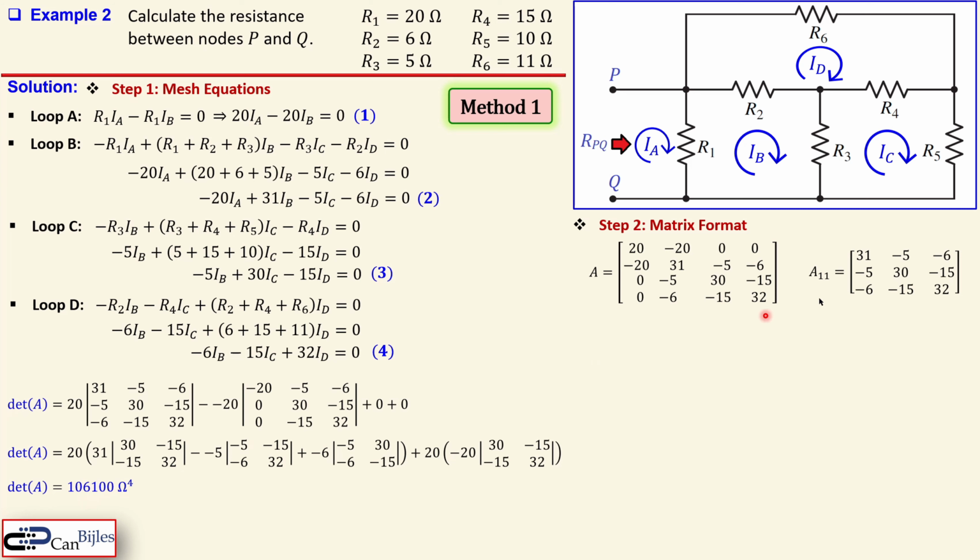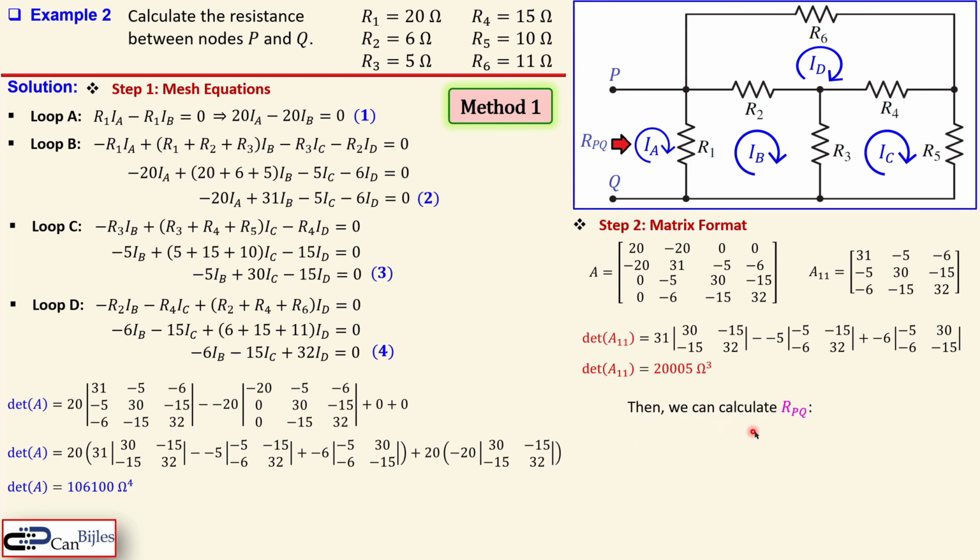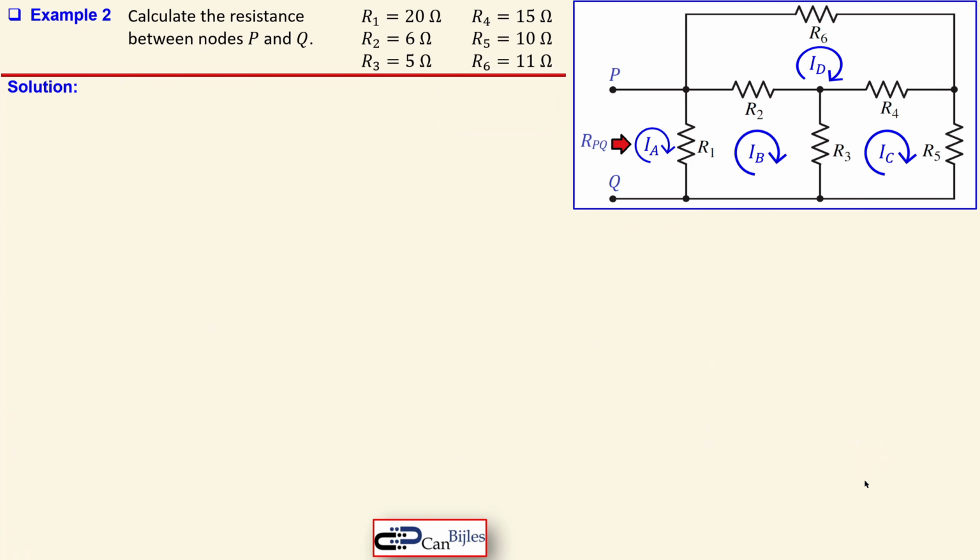106,100. Now the other matrix, which is the determinant of A11, which is in similar form to what we did here, will give us here 20,005, and then the units are ohm to the power of 3. Then we can now calculate, in a similar form as example number 1, the resistance between P and Q, which is the determinant of A divided by the determinant of A11, which is then this, and it will give us 5.304 ohms.